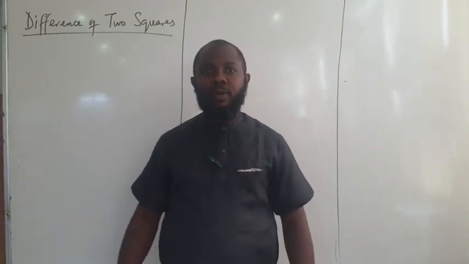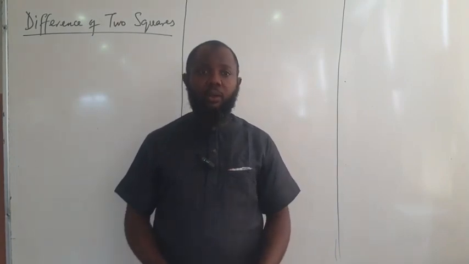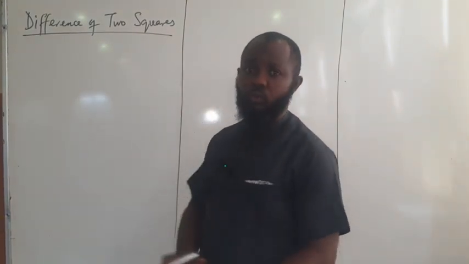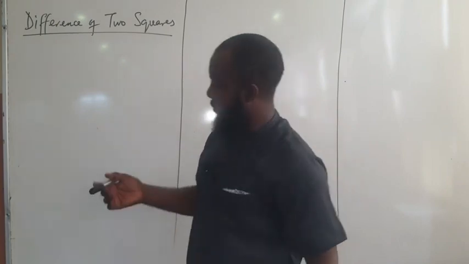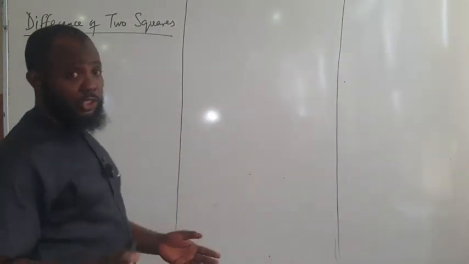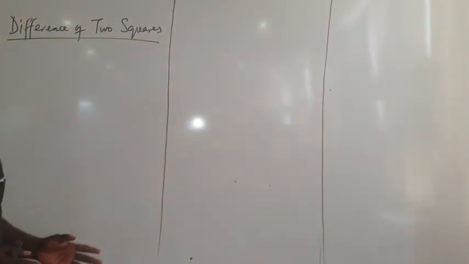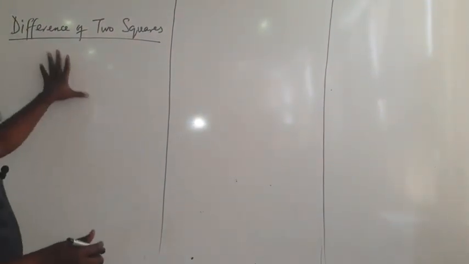So this is the concluded part of factorization, and what we're looking at in this class is difference of two squares. What do we mean by difference of two squares? Let's say for instance, we've done expansion, and we've done most of factorization. Just remaining is this aspect of difference of two squares.